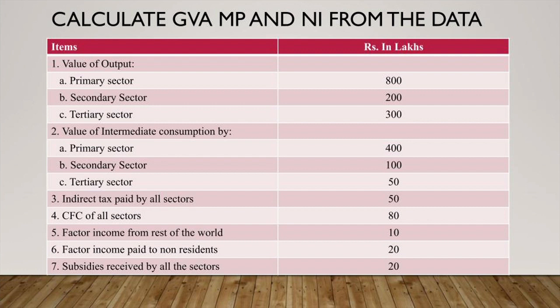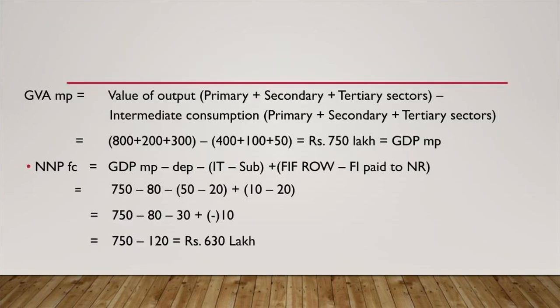Now, how to compute GVMP and national income? This is shown in the illustration given here. Here you can see that the value of output of primary, secondary and tertiary sectors are given separately. Also, the value of intermediate consumption by each sector is given. Along with that, the indirect tax paid by all sectors taken together, the depreciation of all sectors together, the factor income from the rest of the world, the factor income paid to non-residents, and subsidies received by all the sectors are given.